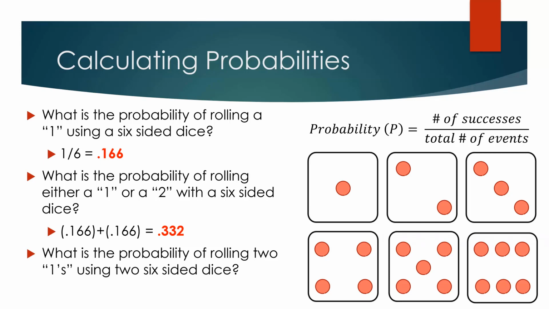Now, what is the probability of rolling 2 1s using 2 6-sided dice? Right, so I've got to get a 1 on one dice and a 1 on the other dice. Well, I know that rolling a 1 on one dice is 1 out of 6, and rolling a 1 on a second dice is 1 out of 6. But if I want to get 1s together, then I would have to multiply them. It's the same concept as drawing 2 cards out of the deck of specific kinds, drawing blackjack, for example, right? So I've got to multiply these probabilities together, and I get 0.028. You've got about the same chance of rolling 2 1s as you do of drawing blackjack from a deck of cards, based on the probability there, 0.028.